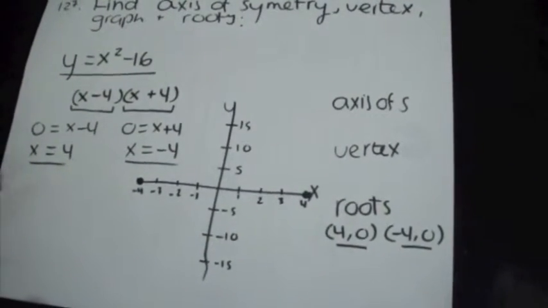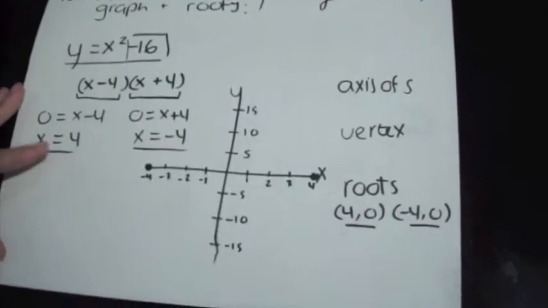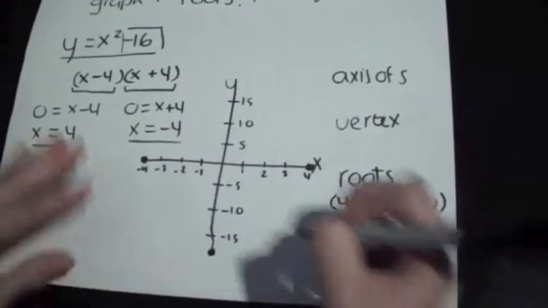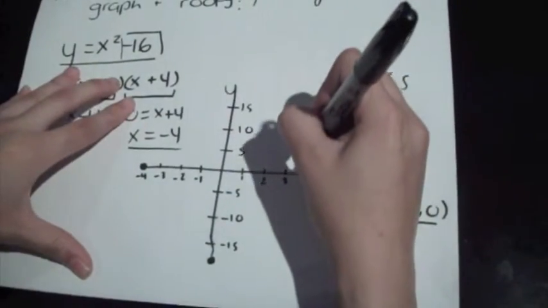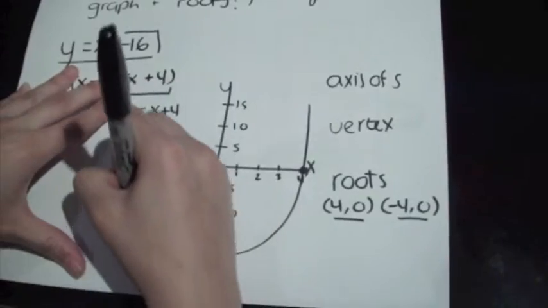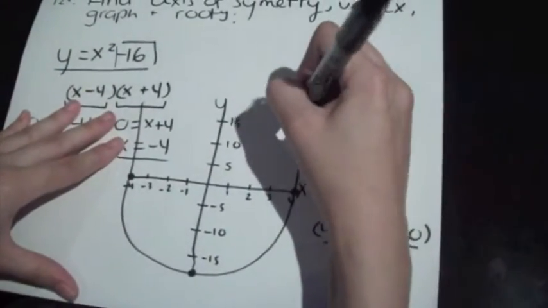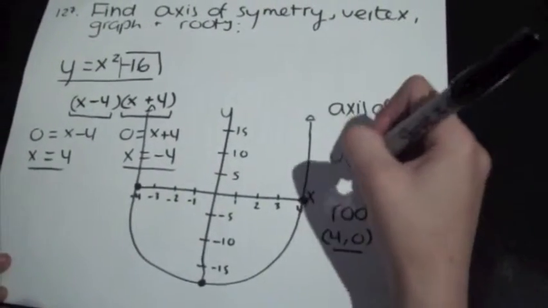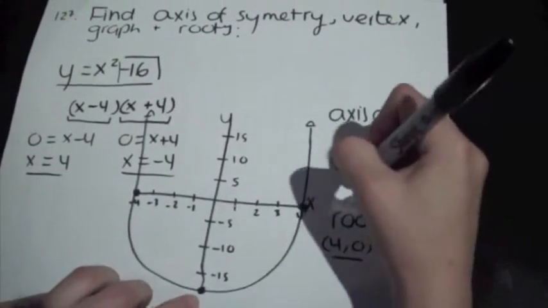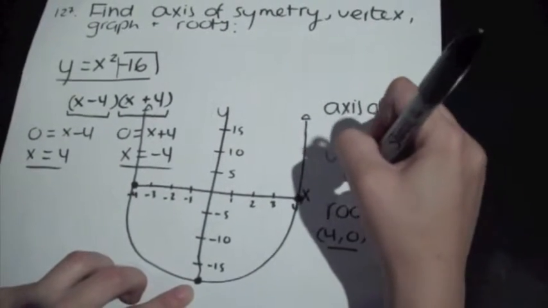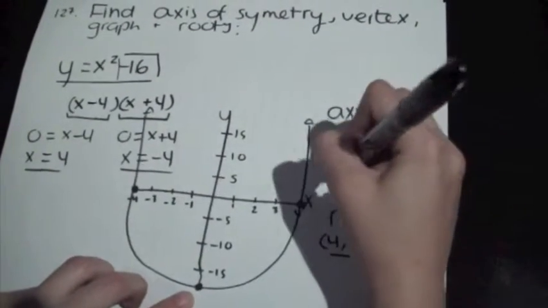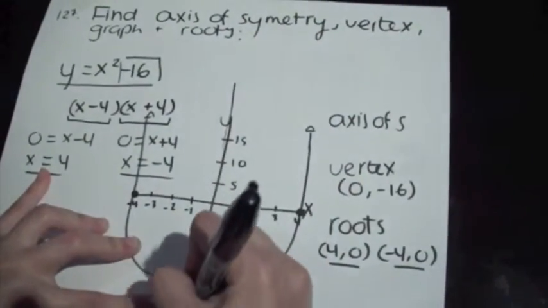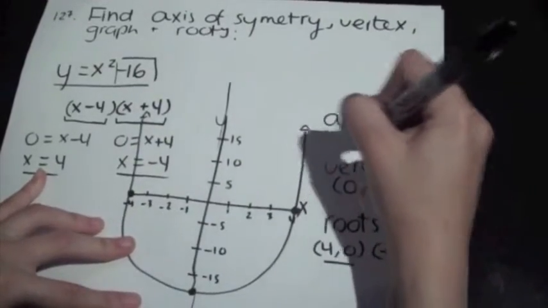Our vertex is already stated. It is this. Therefore, we just put the point and we graph. This is our parabola. We can observe that our vertex is this point, so it is 0 and negative 16. And the axis of symmetry is where the graph is cut in half. So our axis of symmetry is 0.